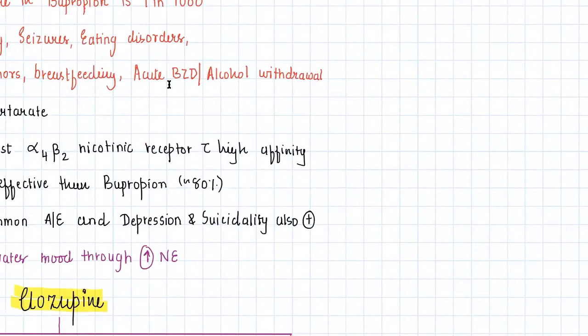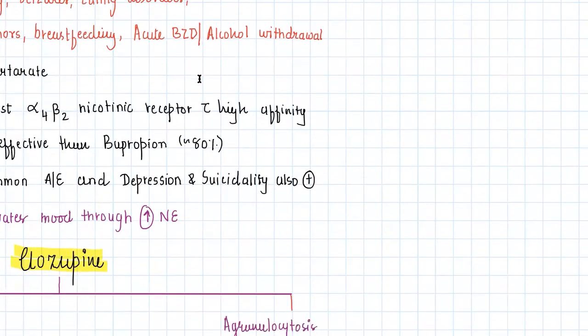And contraindications for the same, because bupropion is a commonly used medicine for substance use. So contraindications for bupropion are pregnancy, seizures, eating disorders, CNS tumors, breastfeeding, acute benzodiazepine or acute alcohol withdrawal.